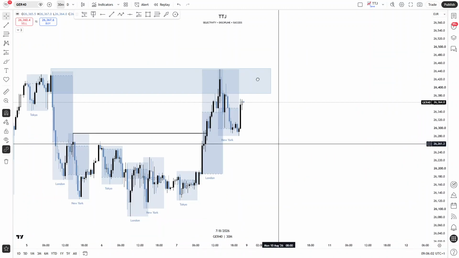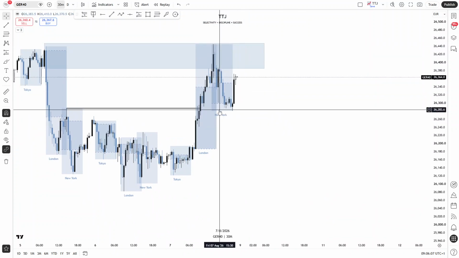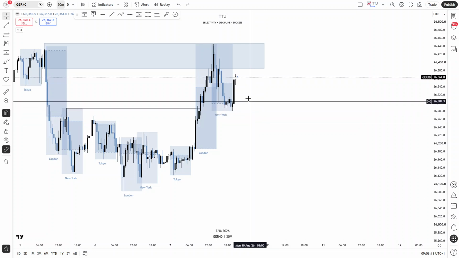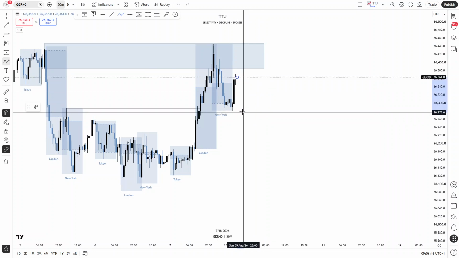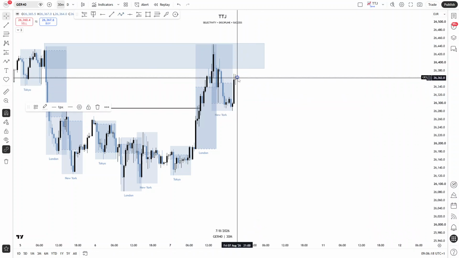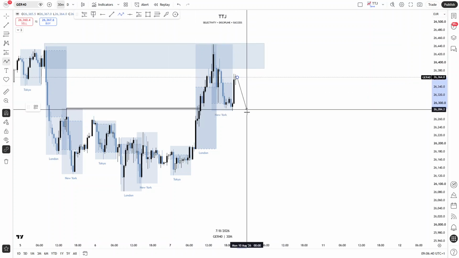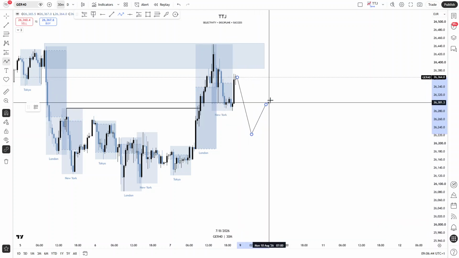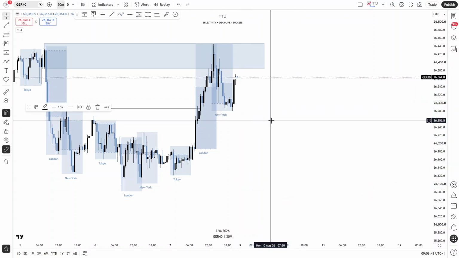So now what I'm waiting for, if this POI holds, and then we break this low here, and then we get the model, I get a POI. So I'm looking for this to go, and then I'm looking for some sort of POI up here with the model, and then I can sell down into below 50% of the daily range.